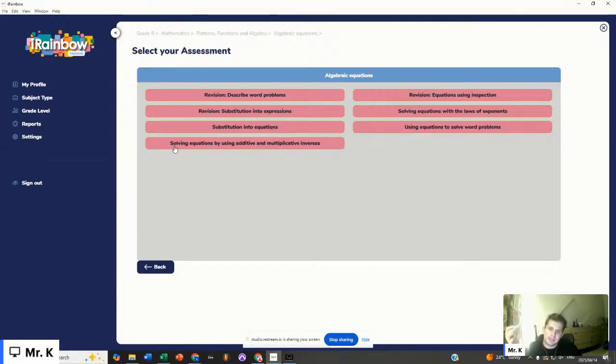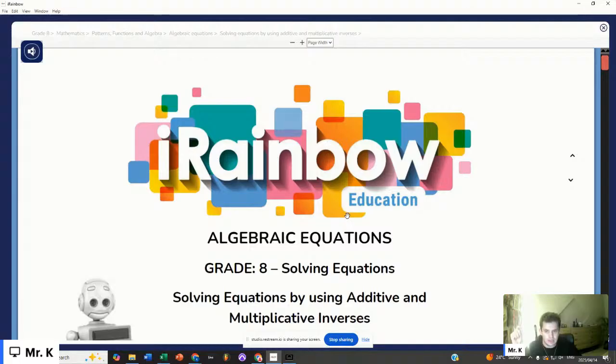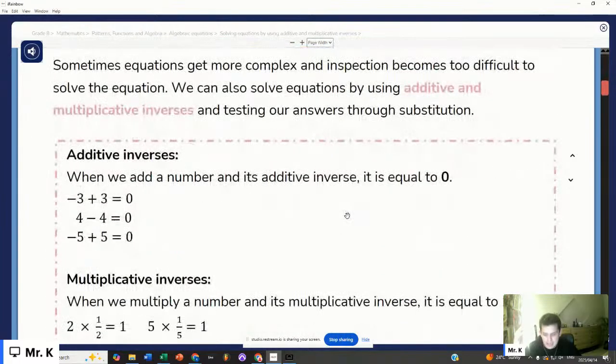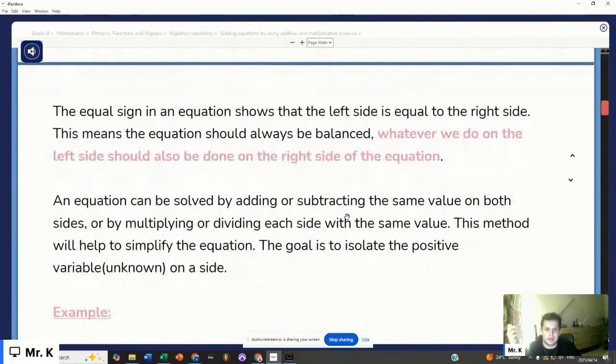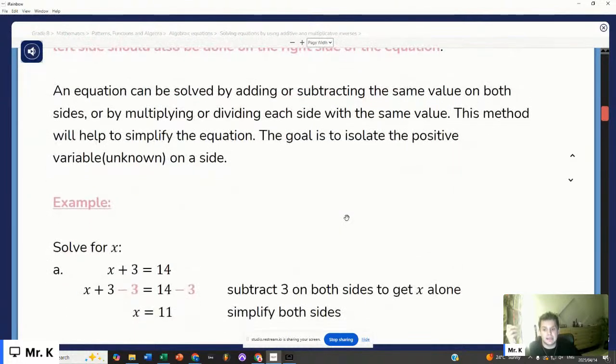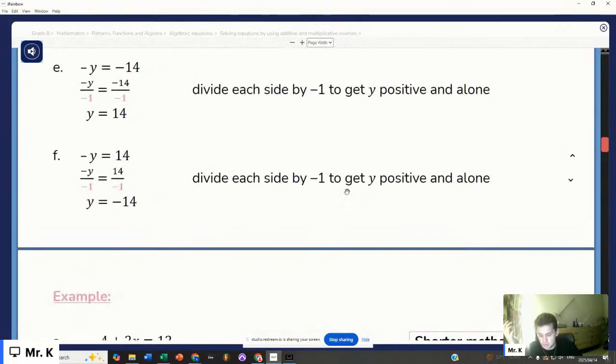Right at the bottom, there's a quiz on solving equations by using additive and multiplicative inverses. When you open it up, you'll get a PDF just like you will with all of the other quizzes. Okay, and it's going to explain what I've done in class today in a little bit more detail, right? And it'll move a little bit more slowly, obviously, because you can go through it at whatever pace you please.